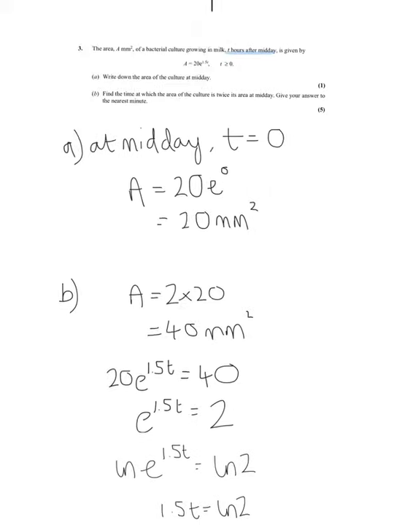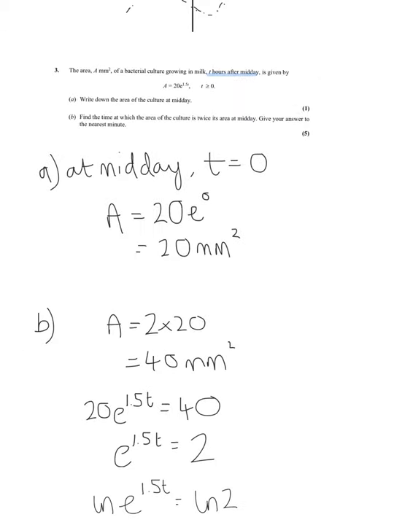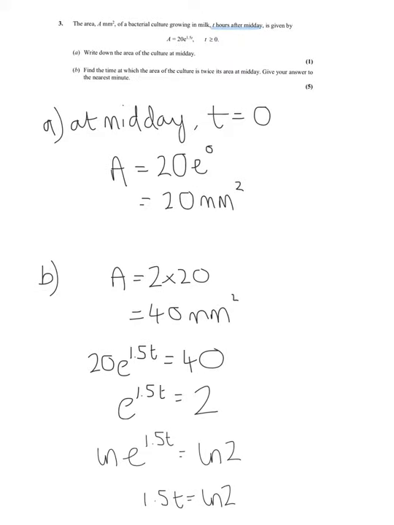The next question says, find the time at which the area is twice the area at midday. Okay, so we're looking for when is the area 2 times as big as this area we've just worked out. So that is effectively saying when is the area 40 millimetres squared. So we can substitute in 40 instead of A from our original equation. So 20 e to the 1.5 t is equal to 40. Divide both sides by 20, and we get 40 over 20, which is 2, is equal to e to the 1.5 t.